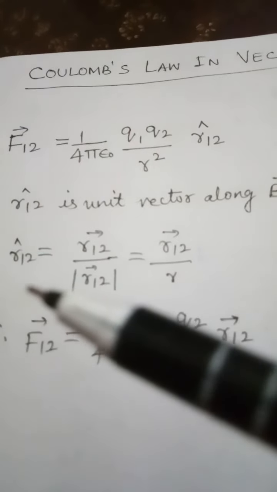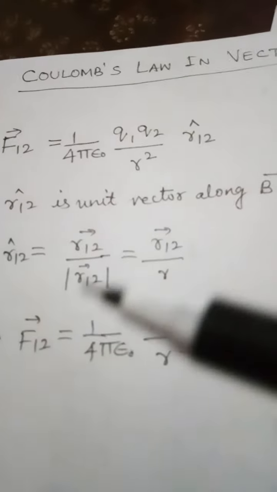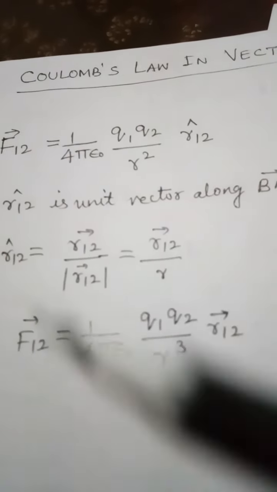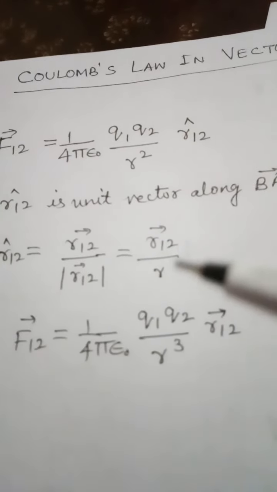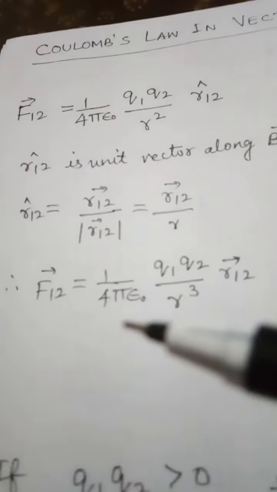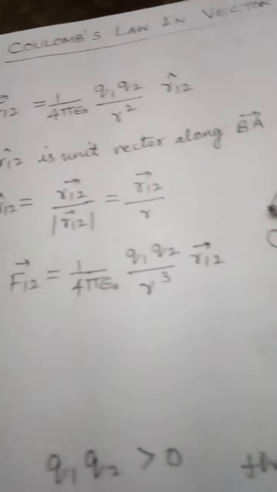This we have already discussed last year in class 11. Unit vector r12 cap is written as vector r12 divided by its magnitude. We can simply express the modulus of r12 as simply r. So if we substitute here, we can express F12 as 1 upon 4 pi epsilon 0 q1 q2 upon r cube vector r12.